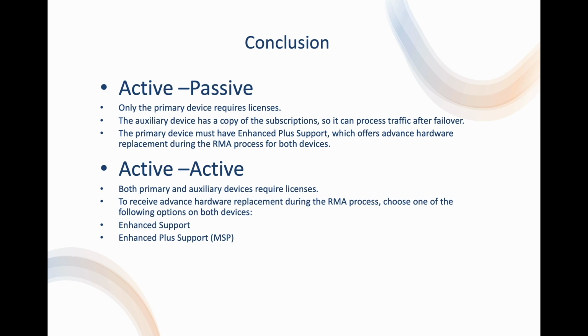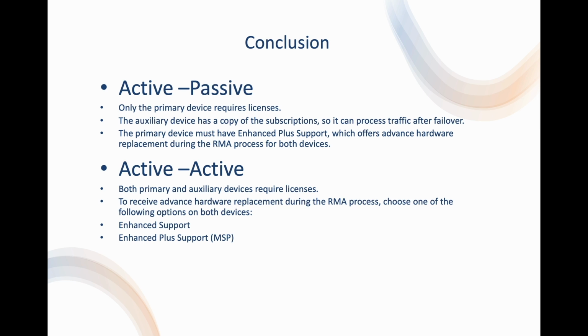Active-passive: only the primary device requires the licenses. The auxiliary device has a copy of the subscription, so it can process traffic after failover. The primary device must have Enhanced Plus support, which offers advanced hardware replacement during the RMA process for both the devices.